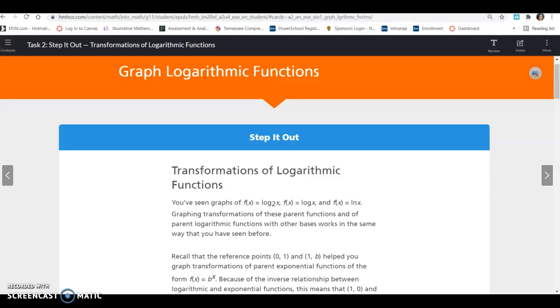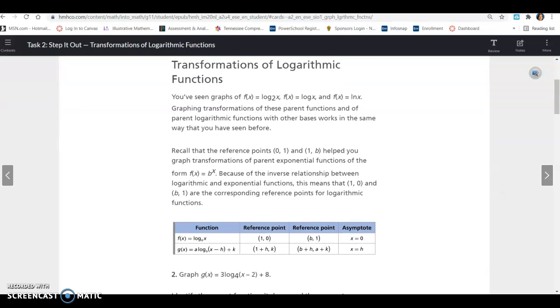Hey guys, today we're looking at lesson 9.2 and we're going to be looking at graphing logarithmic functions. I have showed you how to graph logarithmic functions using your graphing calculator, which is very handy, and that's kind of what you will do most of the time if you're just looking for key features. But one of your major standards is transformations. So we do need to look briefly at transformations of logarithmic functions. And so we're going to start with task 2.